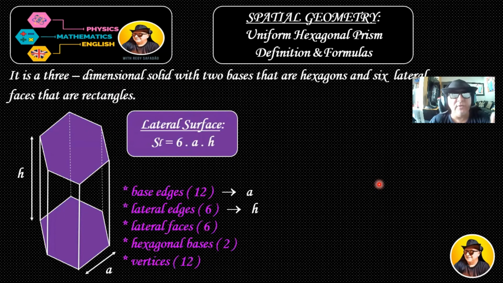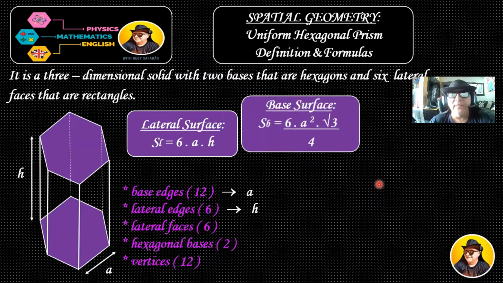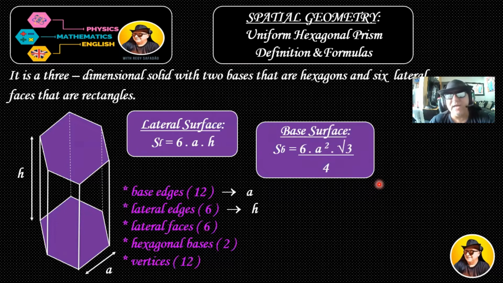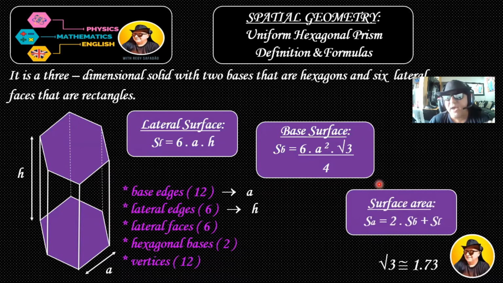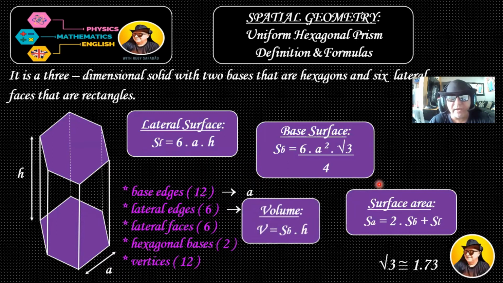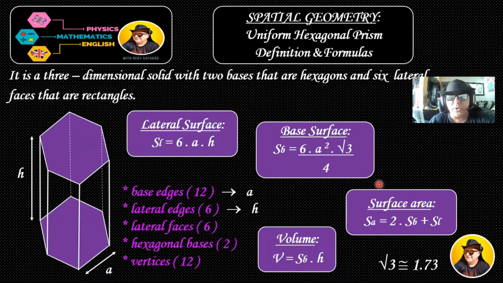If you want to find the lateral surface, you do 6 times A times H. The base surface is 6 times A squared times the square root of 3 divided by 4. By the way, the square root of 3 is about 1.73. The surface area is 2 times the base surface plus the lateral surface. And finally, the volume of a hexagonal prism is the base surface times the height.